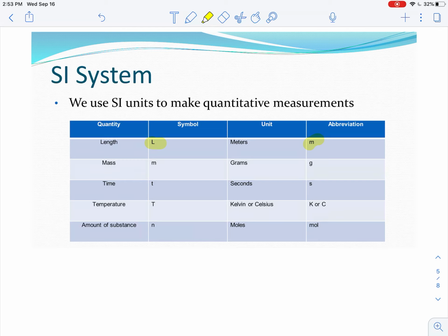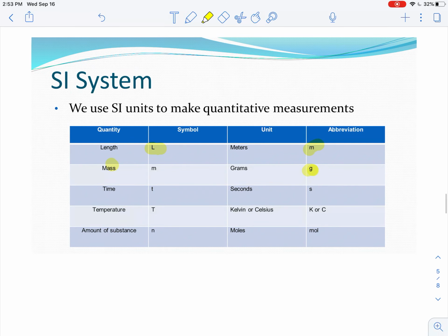For example, the mass is M in an equation, like the potential energy of a substance is mass times gravity times height, mgh. But when we talk about actual measurement, what we abbreviate, if something weighs 30 grams, we would say 30 g for grams. So it's kind of confusing because, as I said, the letters tend to repeat in some situations. But you're familiar with length and mass.